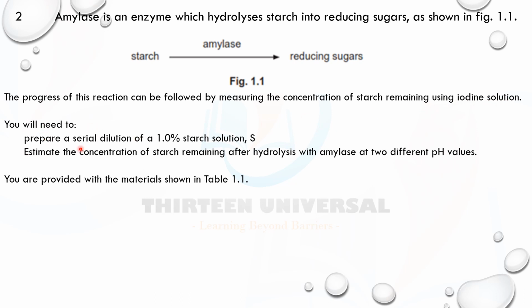You will need to prepare a serial dilution of 1% starch solution. Estimate the concentration of starch remaining after hydrolysis with amylase at 2 different pH values. You are provided with the materials.